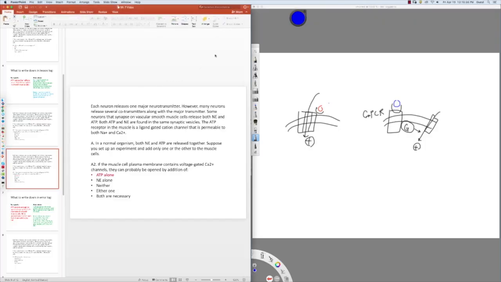It turns out that's not the case, and let's think about why. So the ATP receptor is a simple ligand-gated cation channel, which means ligand's going to bind on the extracellular side. The channel itself, which is on the plasma membrane, will open up, and the cations will be moving across the plasma membrane. Now that's a key point.